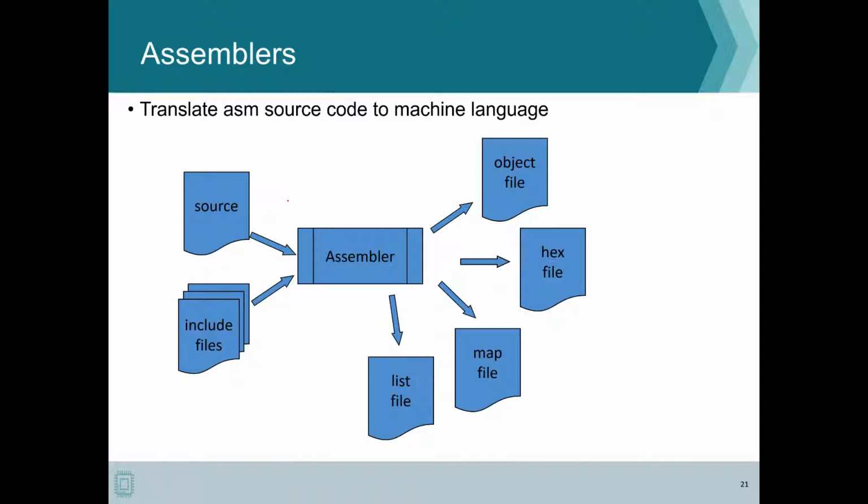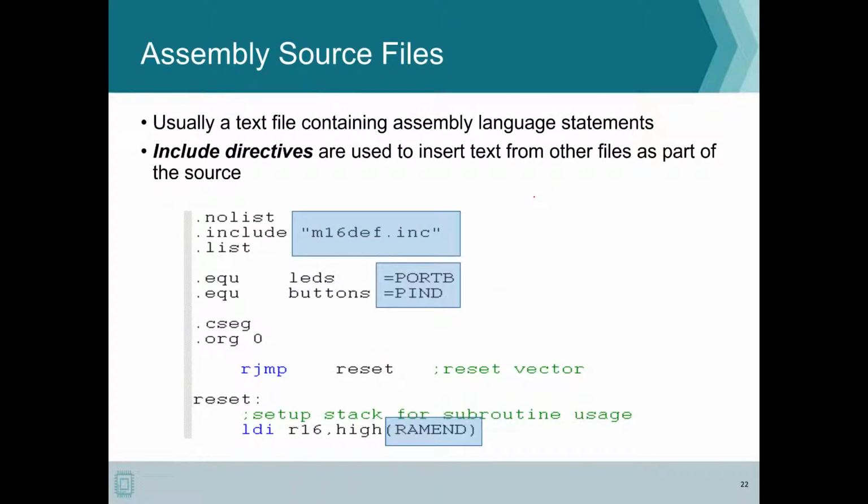So whenever we have your source file, which is an assembly file, we can also use some other include files. We use an assembler to translate the source file into machine code. And as I said, the machine code is usually represented as a hex file. During this process, we can also generate a few other support files like list and map files that are useful for debugging. And if you have multiple source files, then you can also create multiple object files and so on and so forth. So here is an example of an assembly source file.